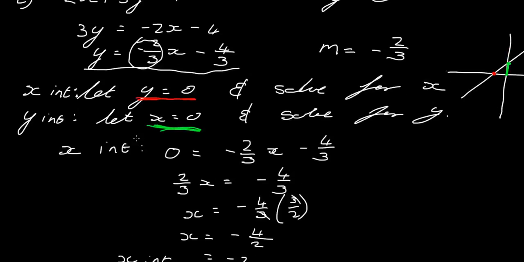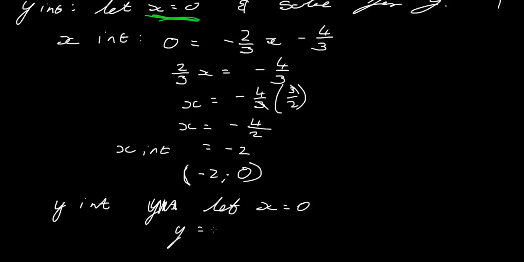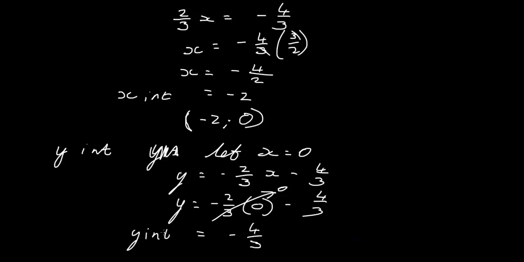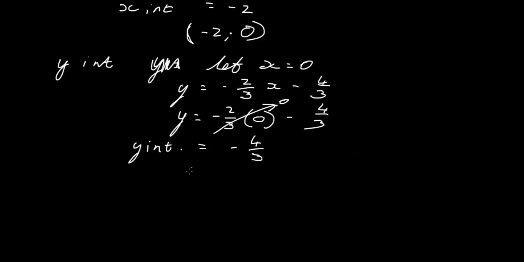So, let's take our equation, which is y equals minus 2 over 3x minus 4 over 3, and let x equal 0. So, y equals minus 2 over 3 times 0 minus 4 over 3. This is 0. So, y equals minus 4 over 3. And therefore, that is our y-intercept. Okay, and to write that as an ordered pair, in the function we let x equal 0, so we've got 0 on our x coordinate and minus 4 over 3 on our y. And there you go. Done and dusted.